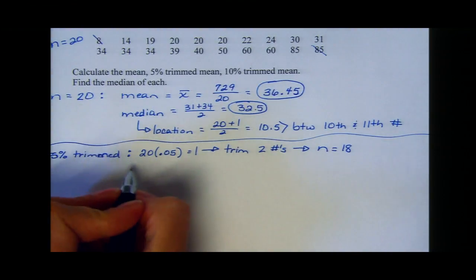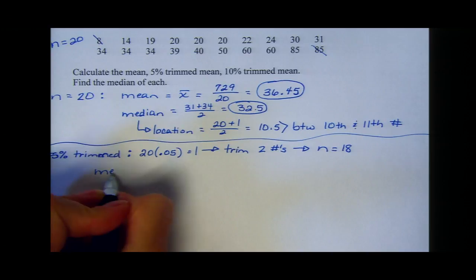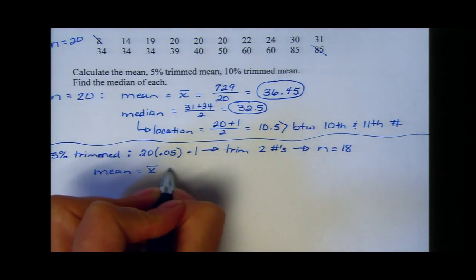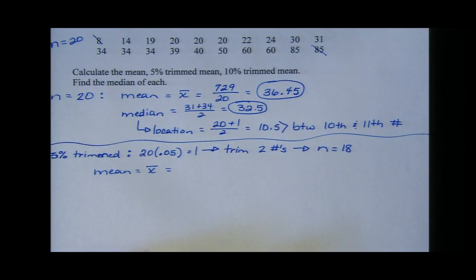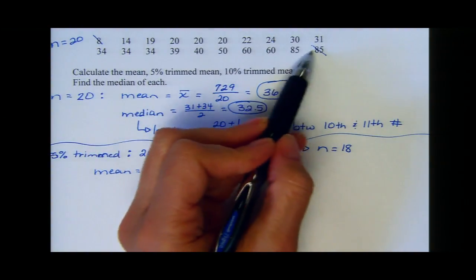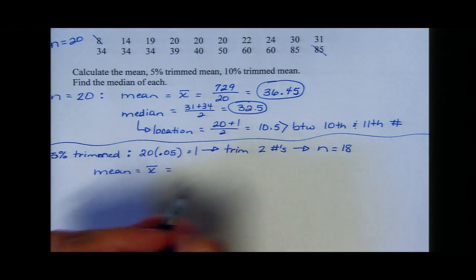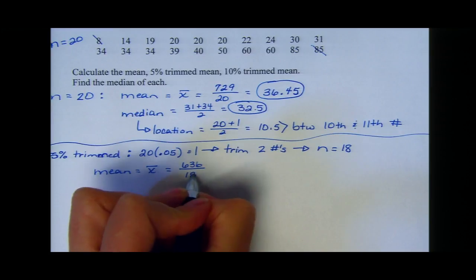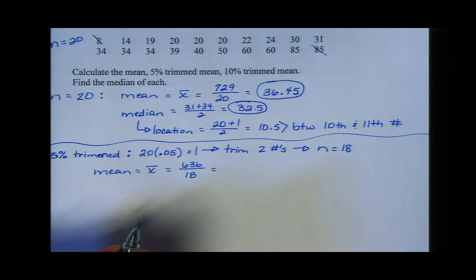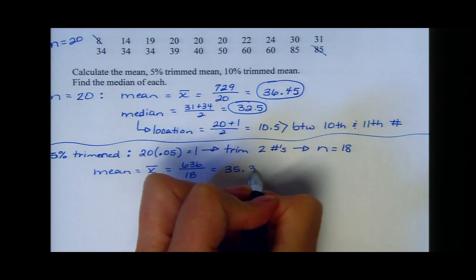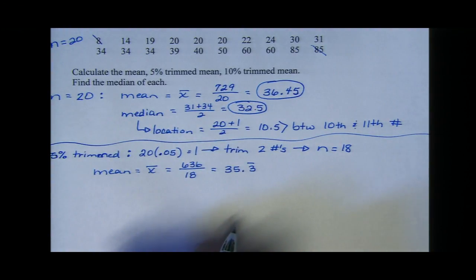So now what we're going to do is find the mean, or x bar, sample statistic, on those 18 values. So you'd add up all the numbers, you're going to eliminate the 8 and the 85, and you get 636, and we're going to divide by 18 now because we're only looking at 18 of the numbers, and it gives me 35.3 repeating.